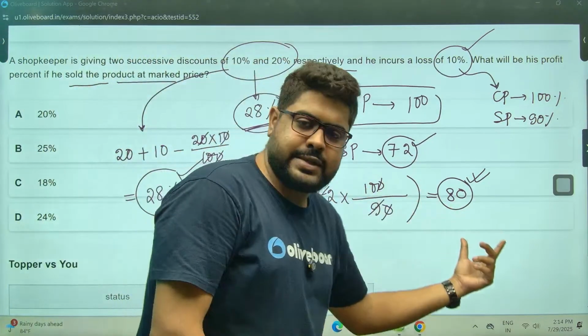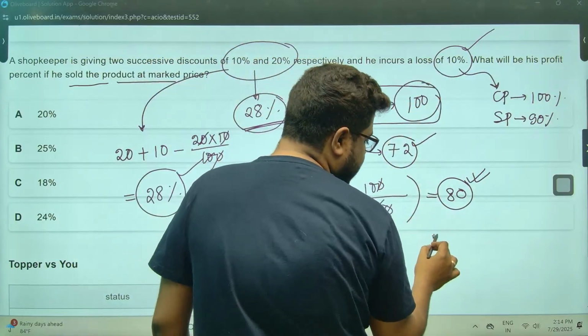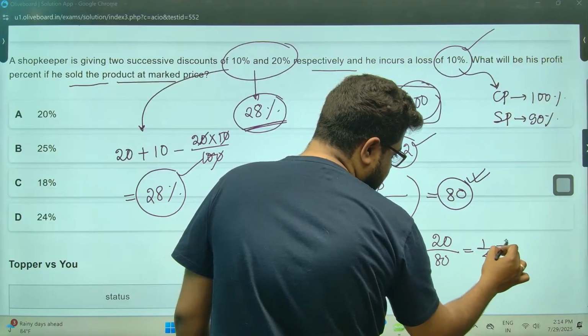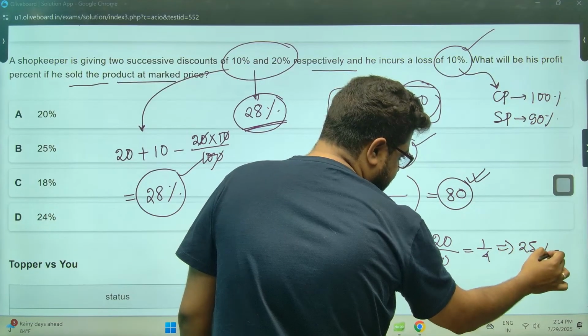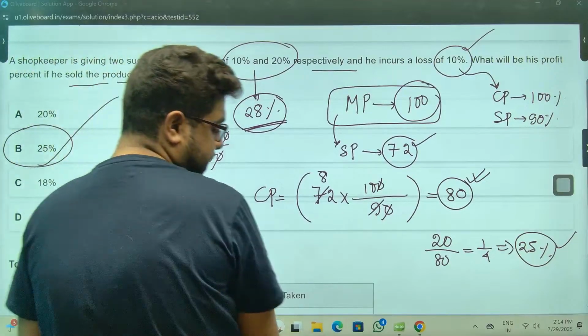So 80 rupees CP, he is selling it at 100. So 20 rupees profit out of 80 rupees. That is 1/4. 1/4 means 25%. That will be his profit now. Option B once again is the correct answer.